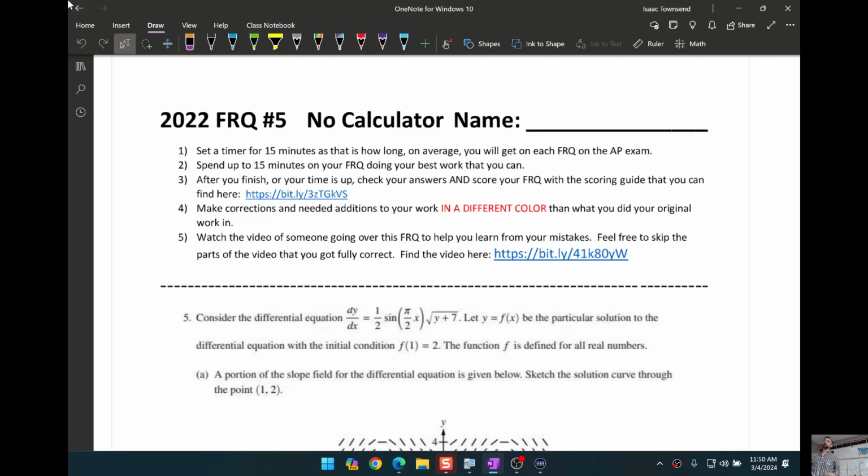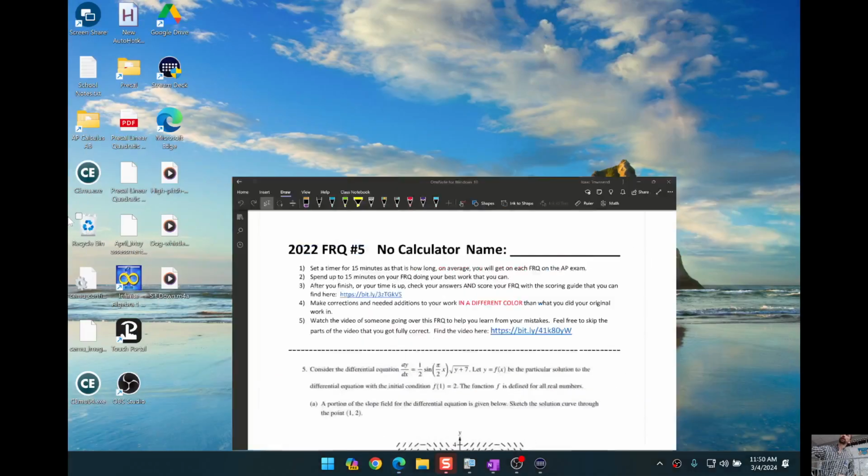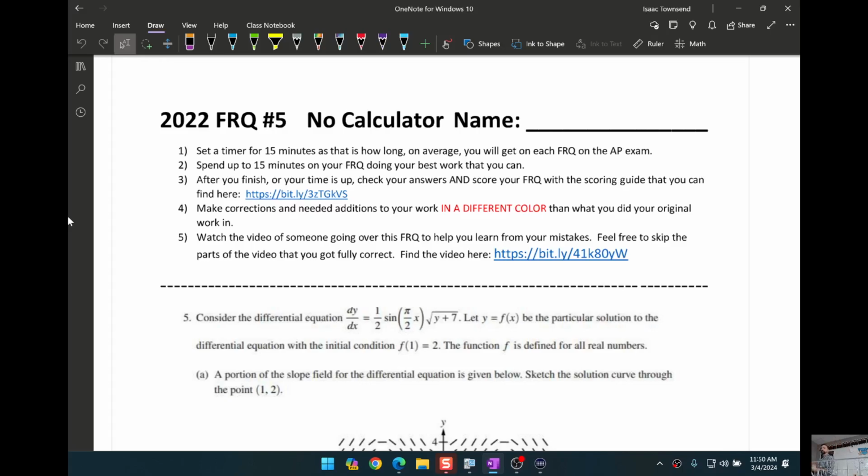We are doing the FRQ packet that I gave to you a couple weeks ago. We're doing FRQ number 5 because it has to do with topics from this unit. And I set a 15-minute timer for them so they could see the pace. They're about 2.5 minutes into it right now.